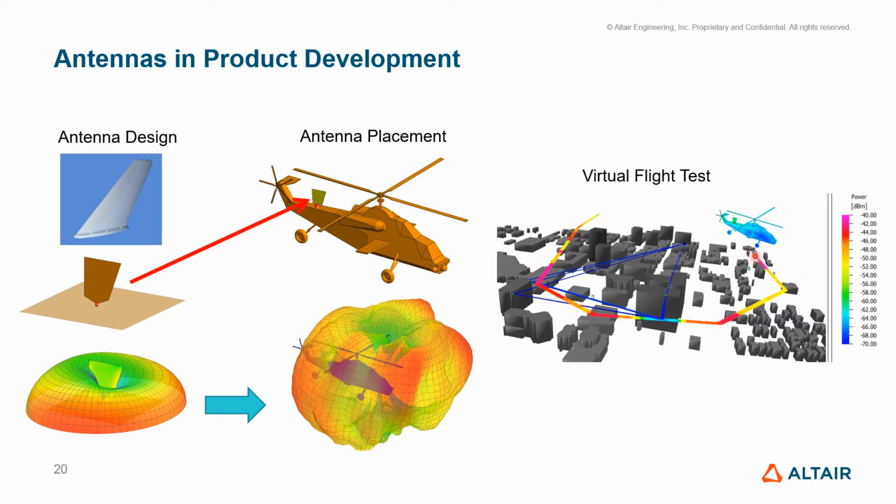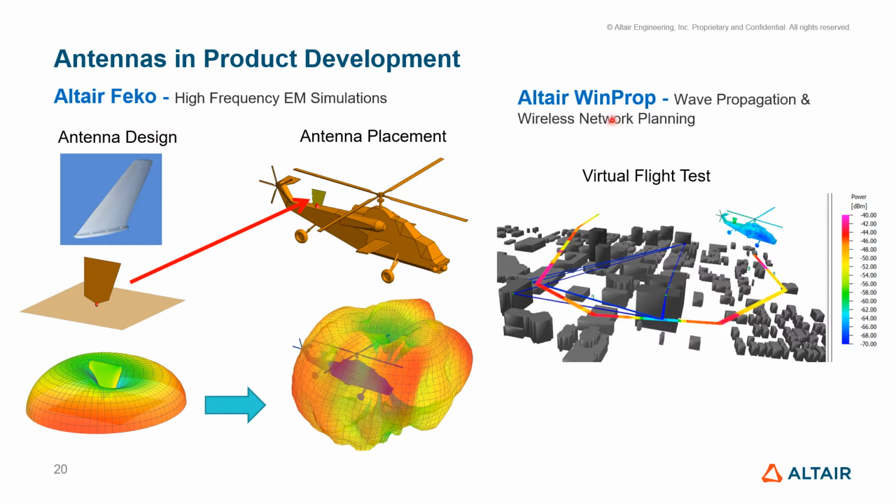As you can see, initially it's a little bit high, a little bit low, high and low, but the moment it goes behind this building, it kind of fades out and then comes back again here. So in this case, of course, you can use Altair Feko. This is the one I talked about before for antenna design as well as antenna placement. But of course, you can use Altair WinProp for the placement for the virtual flight test of this helicopter with the antenna on it.